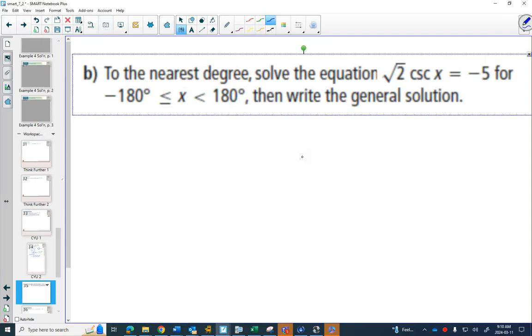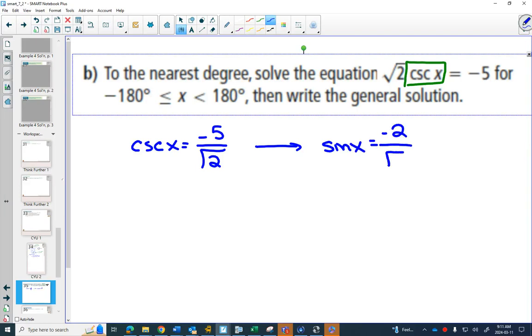Again, I have a trig function right here. First of all, if you're solving a trig equation, you would like to get that by itself. I can do that easily by dividing both sides by the root 2. Now, if you know that cosecant of x is root 2 over -5, we can always change our reciprocal functions to ones that we're more familiar with. So I can change this to sine.